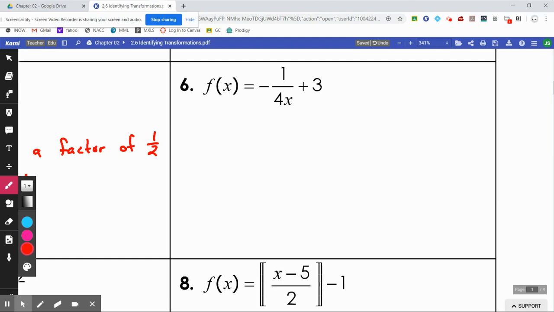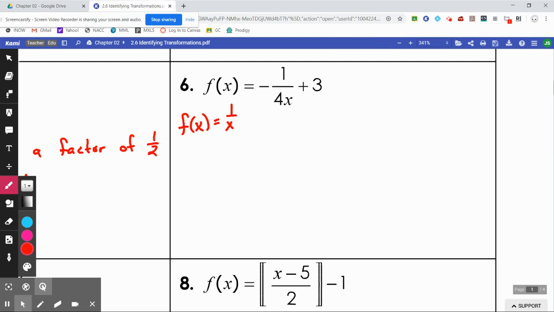Now this one's a little bit more difficult to identify. It's not as common of a function. Let's get rid of this minus, get rid of the 4 being multiplied, get rid of the 3. So your parent function here is y is equal to 1 over x. Again, it's not a function that we deal with as much. So now let's go back and talk about all the different transformations.